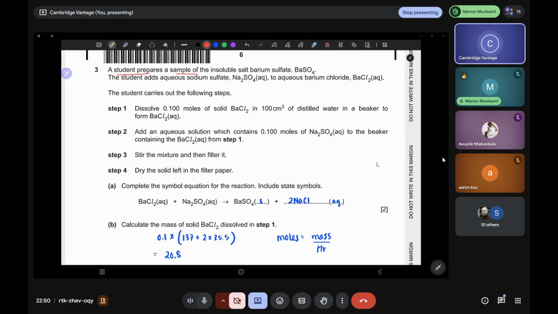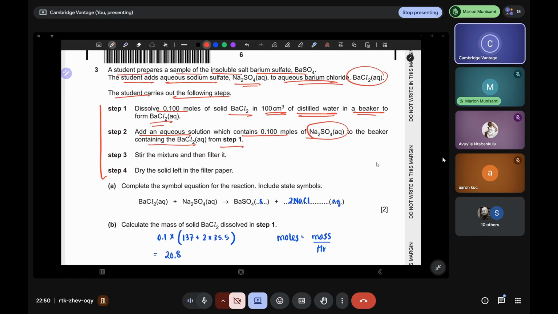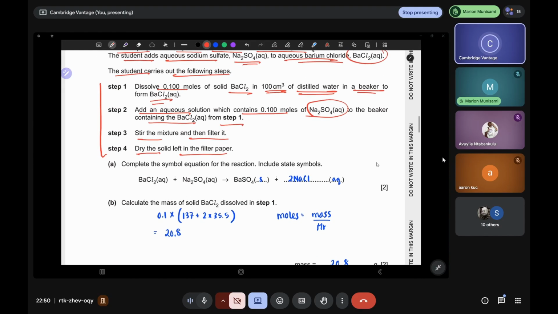A student prepares a sample of insoluble barium sulfate. The student adds aqueous sodium sulfate to aqueous barium chloride. The student carries out the following steps. Dissolve 0.1 mole of solid BaCl2 in 100 cm3 of distilled water in a beaker to form aqueous BaCl2. Add an aqueous solution which contains 0.1 mole of Na2SO4 to the beaker containing BaCl2 from step 1. Stir the mixture and then filter it. Dry the solid left in the filter paper. So that's what they have given us for the steps.